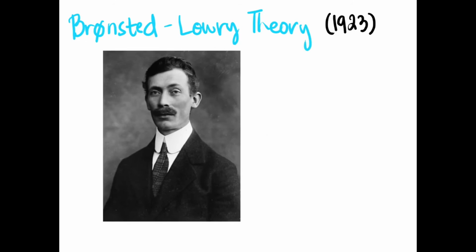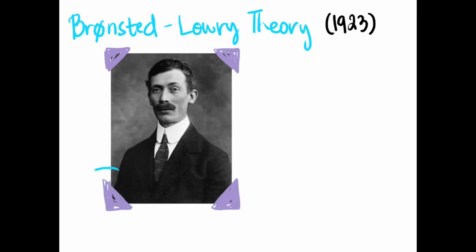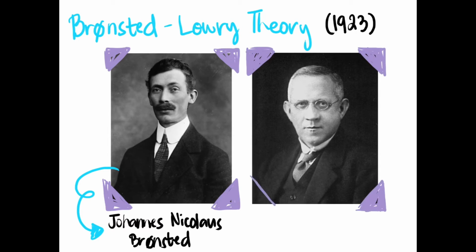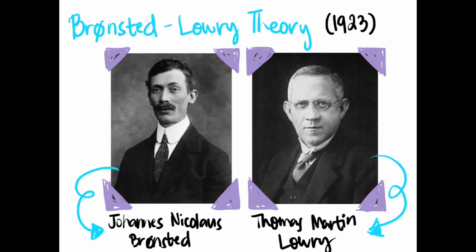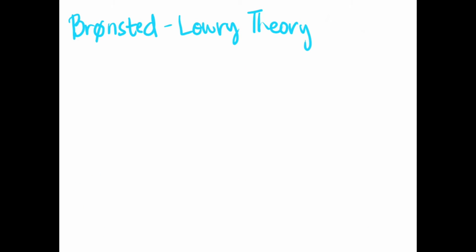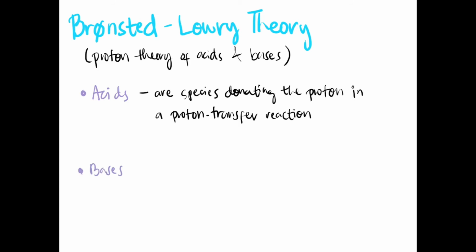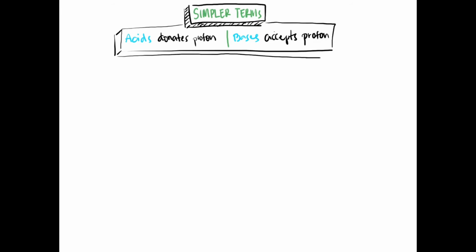The next theory was introduced in 1923 by the Danish chemist Johannes Nicolaus Brønsted and the English chemist Thomas Martin Lowry, which was named after their surnames, Brønsted-Lowry theory. This theory is also known as the proton theory of acids and bases because it talks about protons. According to this theory, acids are species donating proton in a proton transfer reaction, while bases are species that accept proton in a reaction. In simpler terms, acids donate protons while bases accept them.